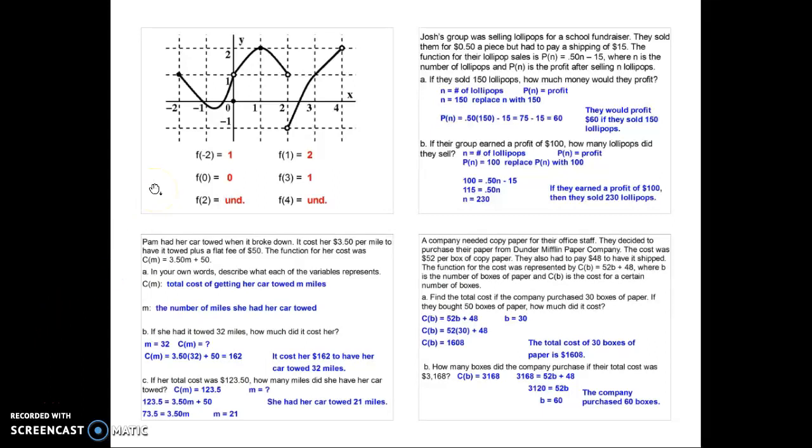Okay, so this is part 2 of, again, concept number 13, which is evaluating functions. So we're just going to look at the 3 last examples, which are the word problems.